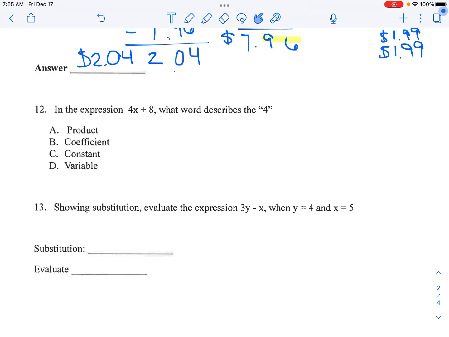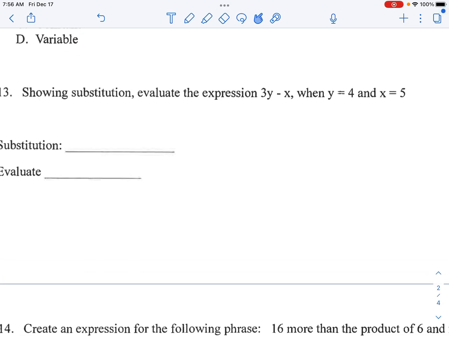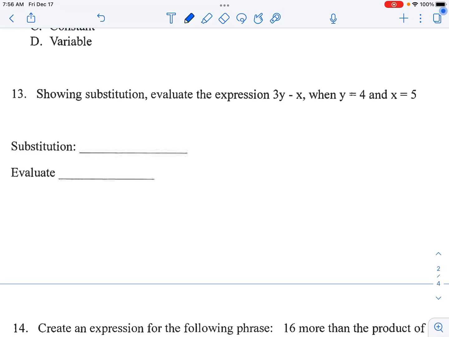In the expression 4x plus 8, what word describes the 4? So we should all know that's the coefficient. Remember, we've talked a lot in the last couple months about how the coefficient is the number attached to the variable. Showing substitution, evaluate the expression. We've also talked about this every day for months. Evaluate, we should all know, means solve, and an expression we should all know is a math problem.